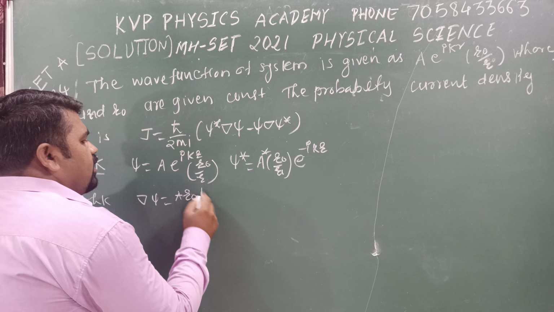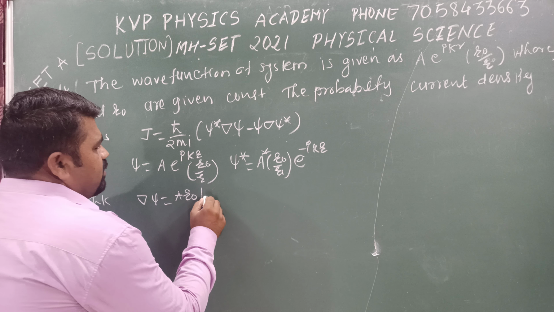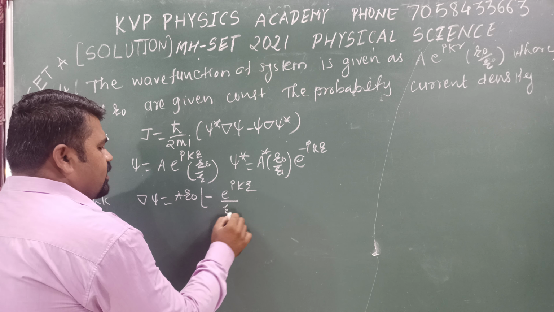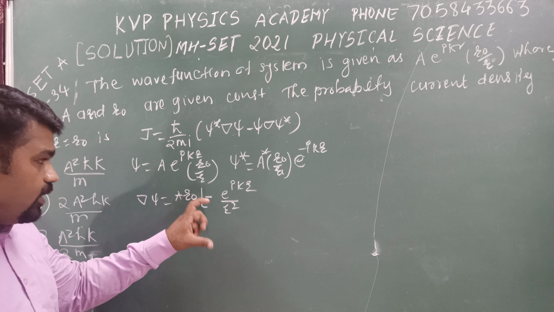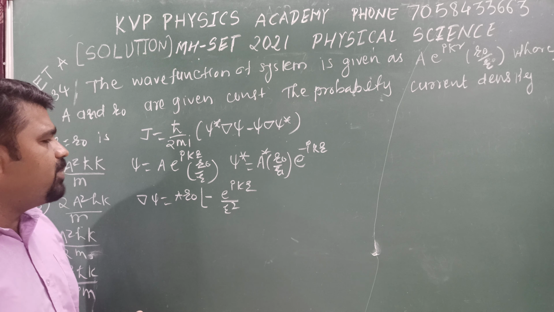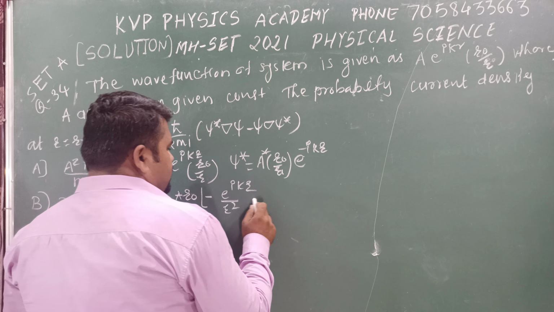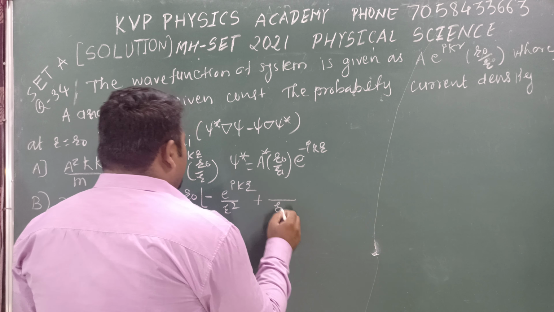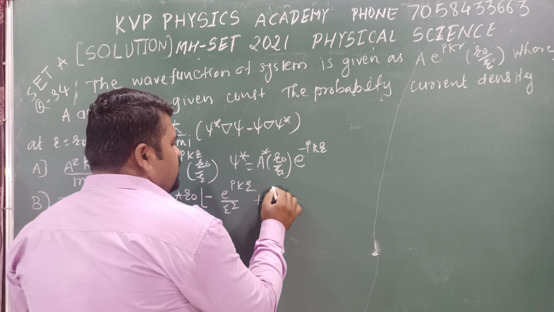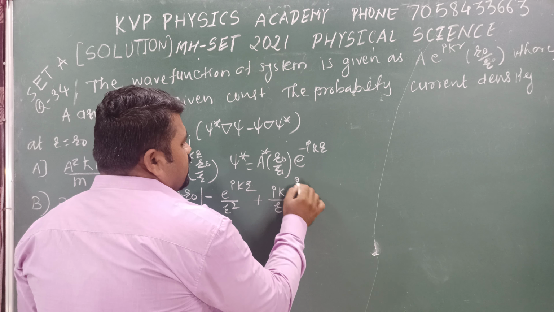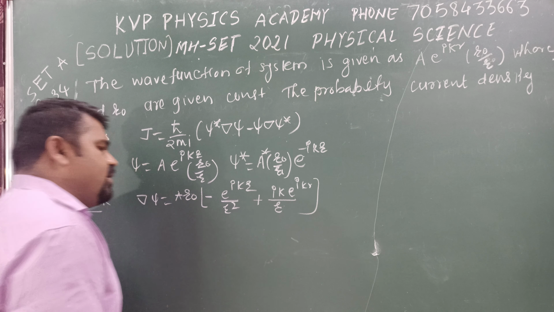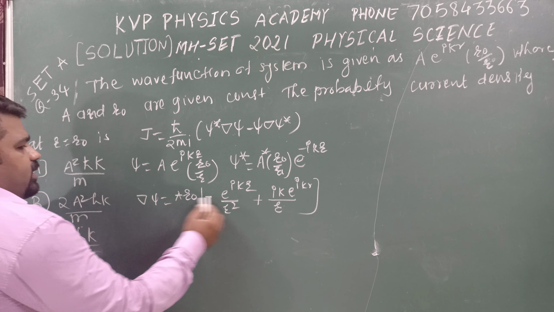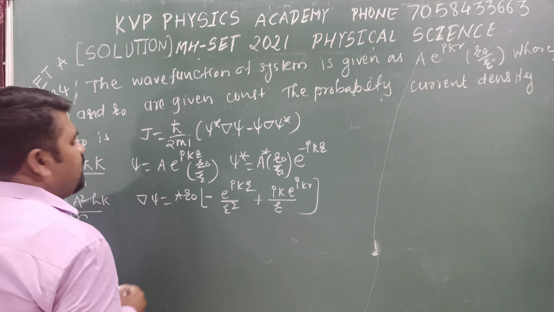Suppose we take the derivative of the denominator, then this becomes minus e^(ikr)/r². Yes or no? The derivative of 1/r is minus 1/r². Next, the second one, plus. The second time we consider 1/r as a constant and take the exponential part's derivative. This is equal to ik e^(ikr). Got it? Now, this one is a constant part.